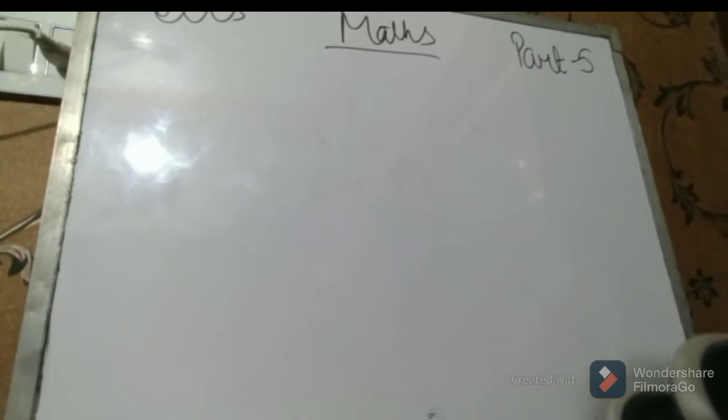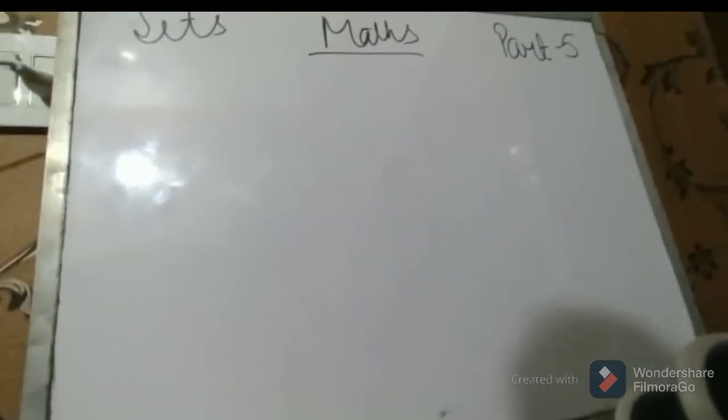The same chapter sets, and in this chapter we are going to work on part 5. Now what we are going to do in part 5 is try certain questions based on equivalent sets, joint sets, and disjoint sets, right? So let's begin with the questions.